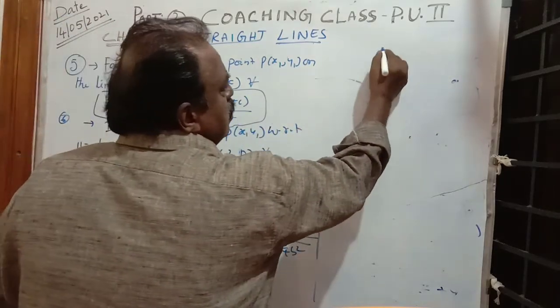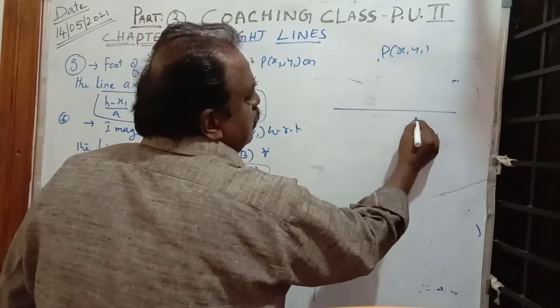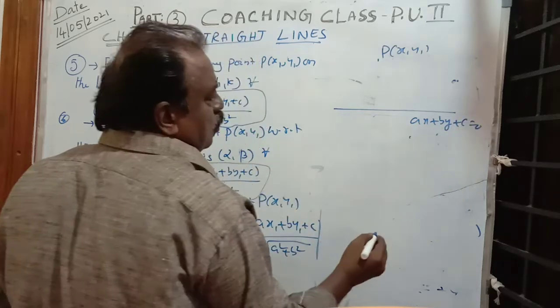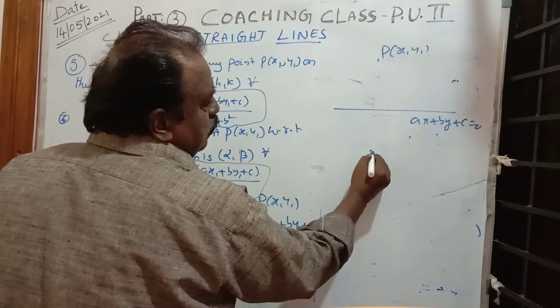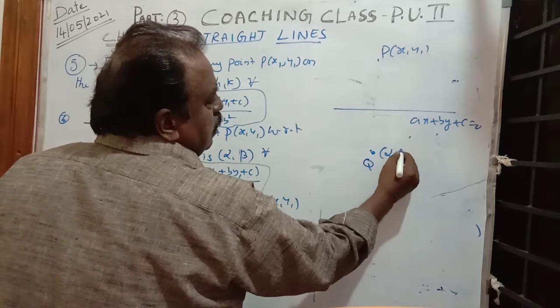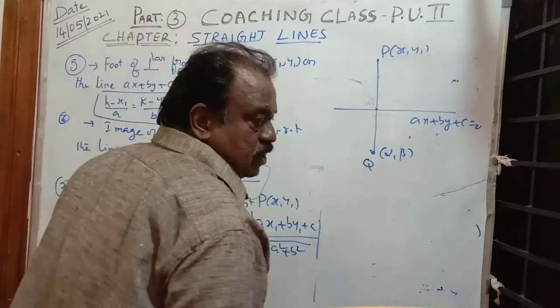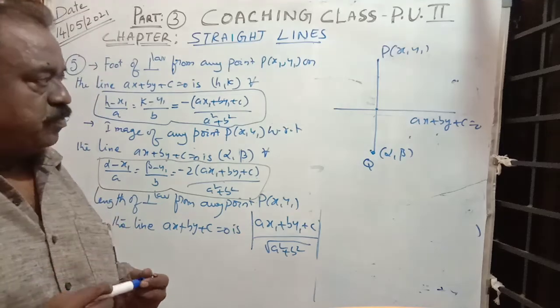You see, this is P, the point (x1, y1). The line is ax + by + c = 0. Here is now the point Q, (alpha, beta). Here Q is the image of the given point P with respect to the line.